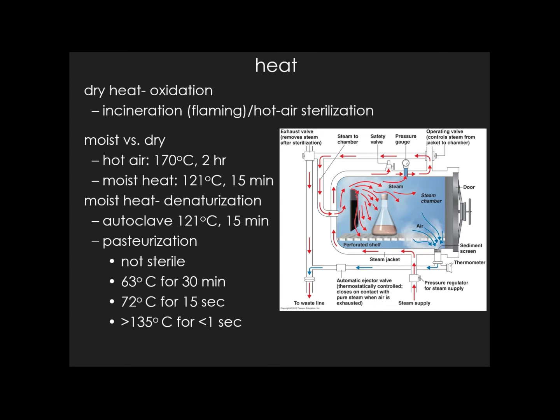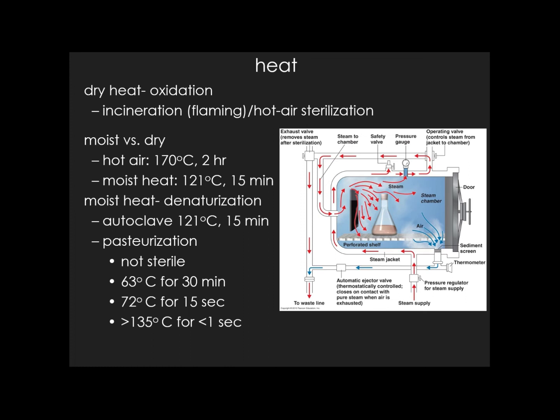So heat can be used, as you know from the previous lecture, at high temperatures. Proteins denature and cells thermally lyse. So heat can be used to control microbes by killing them, and low temperature can be used to control microbes by slowing their growth. And we talk about two kinds of heat. We talk about dry heat and we talk about moist heat.